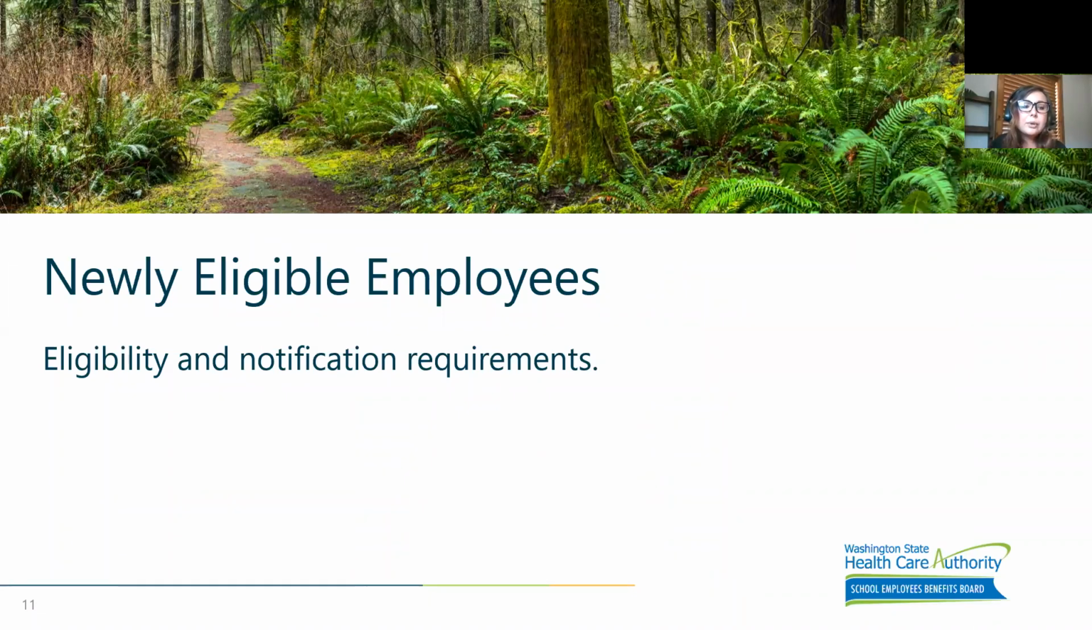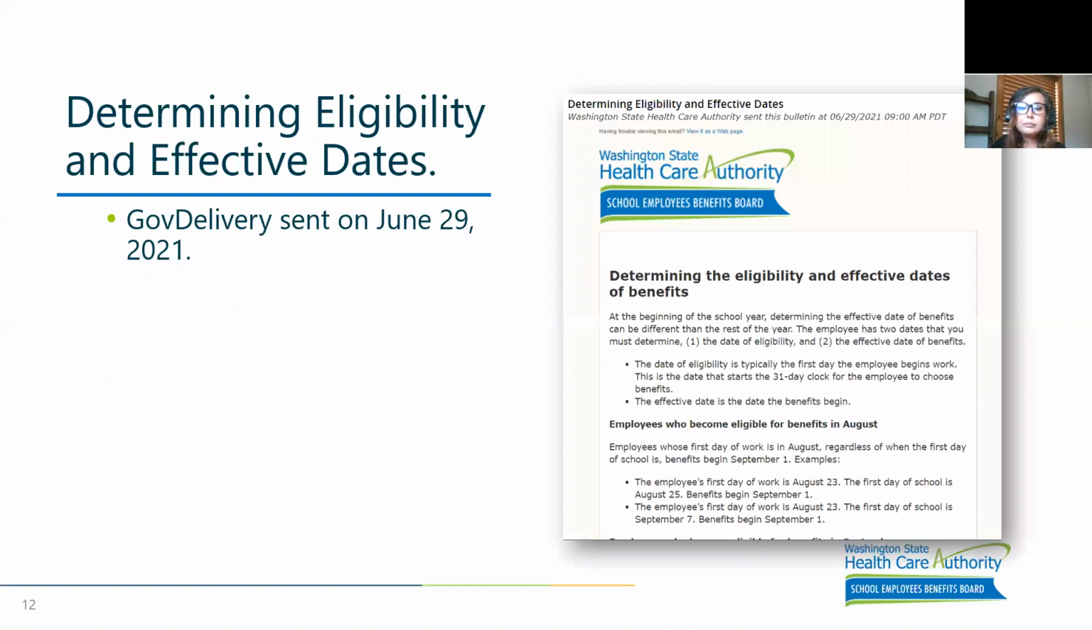Okay, so next we're going to talk about newly eligible employees. First I want to go over the eligibility notification requirements for these newly eligible employees. There was a GovDelivery sent on June 29th of this year that covered determining eligibility and effective dates, and it does provide some examples. So you can always go back and check out this GovDelivery. Again, it was sent out on June 29th.